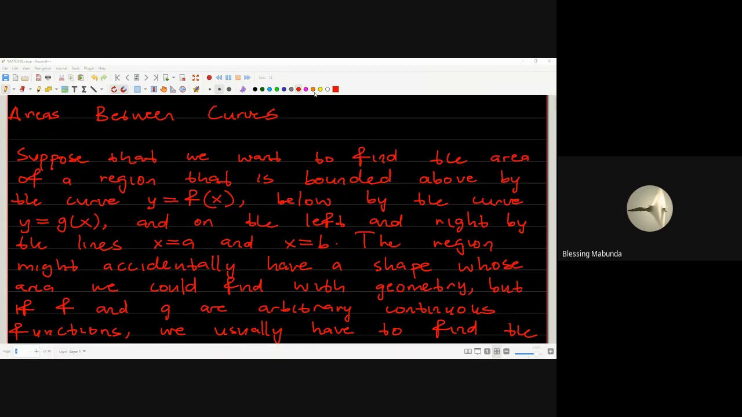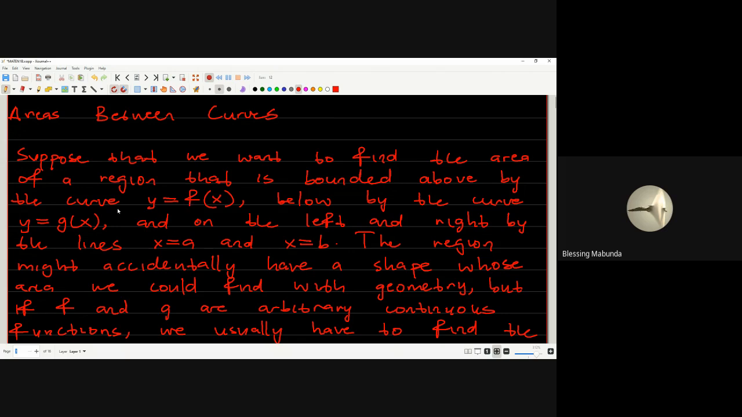Right, so suppose that we want to find the area of a region that is bounded above the curve y is equal to f of x, below by the curve y is equal to g of x, and on the left and right by the lines x is equal to a and x is equal to b. So we have a function y is equal to f of x.